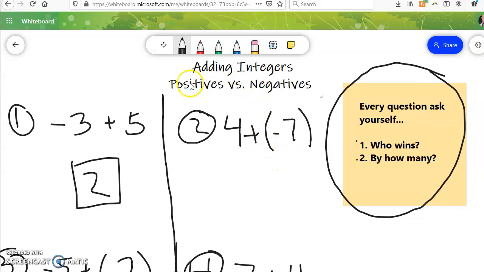Cool. So again, I'm going to ask myself these two questions. Who wins, the positive or negative team, and by how many? And so in this case, the positive team scored 4, the negative team scored 7. So I said the negative team won this game, and by how many? They won this game by 3. They scored 3 more points than the positive team did. And so that means that 4 plus -7 is -3.